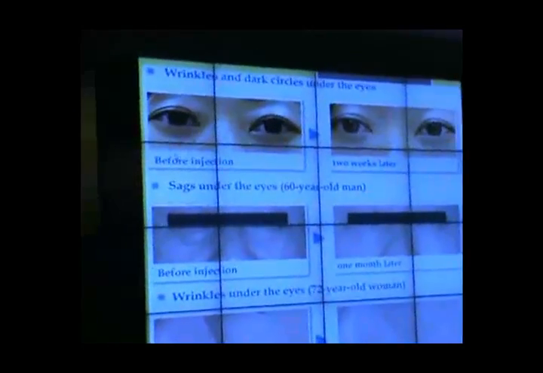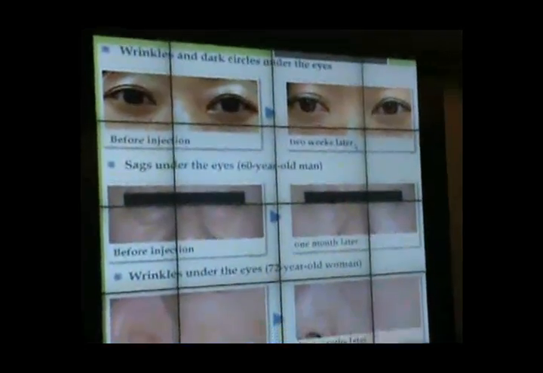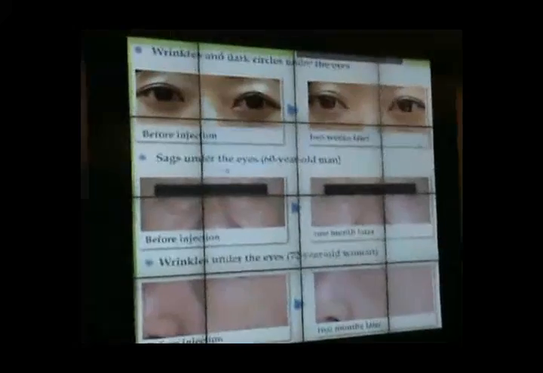You can take a look here at the wrinkles and dark circles around the eyes. The picture on the left is just before injection. You can see those sacs, depression, and just 2 weeks later, you can see the sacs under the eye.